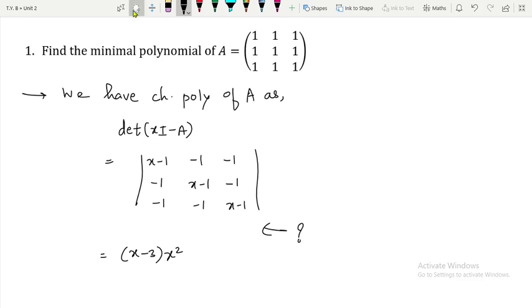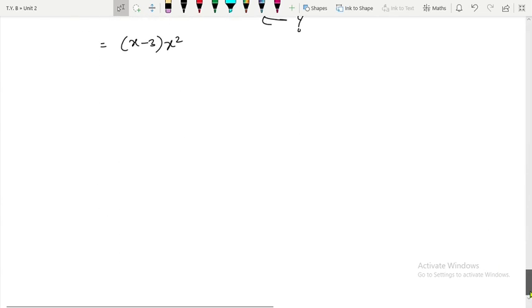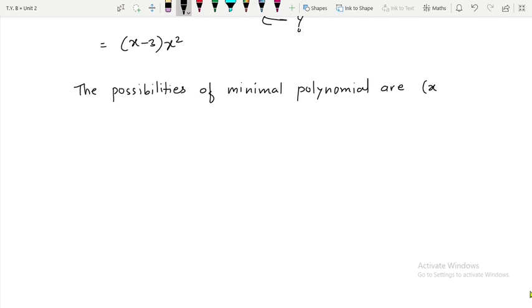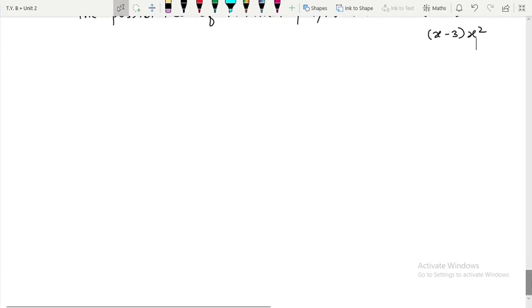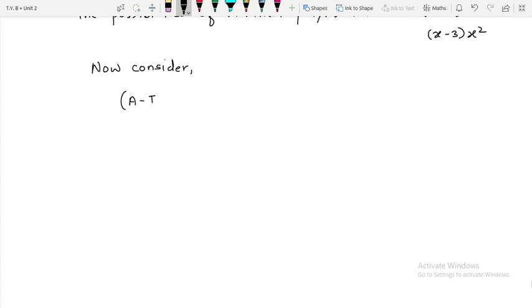Okay, now since I got the characteristic polynomial, what are the possibilities of the minimal polynomial? The possibilities are, it can be either x minus 3 multiplied by x, or x minus 3 multiplied by x square. So first of all we'll check whether x minus 3 multiplied by x is the minimal polynomial or not. So now consider A is the matrix. So A minus 3I, because it is x minus 3 multiplied by x.